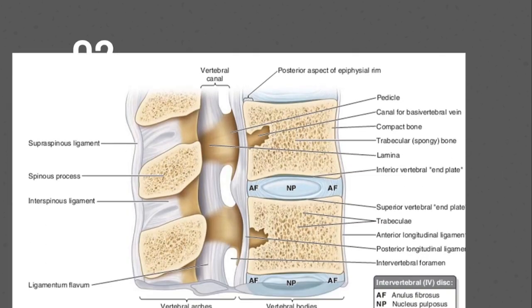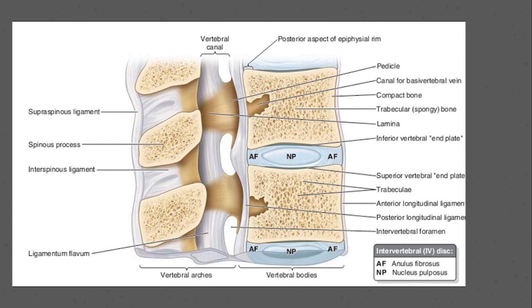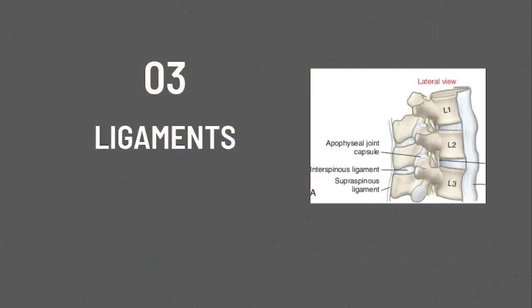Okay, let's talk about the intervertebral disc. The intervertebral disc is a fibrocartilage, which contains a nucleus pulposus in the center and annulus fibrosus on the outside. It has a viscoelastic behavior, which has stress relaxation, and when we do flexion, the nucleus pulposus displaces posteriorly. Okay, let's talk about the ligaments of the spine.